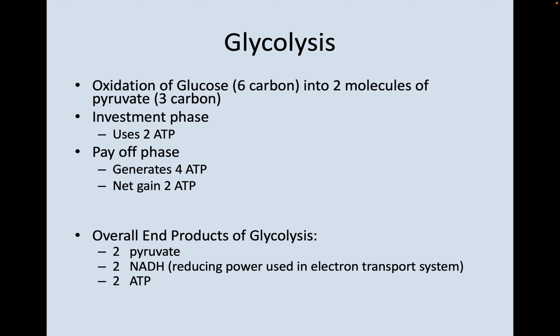Now, for some microbes, this is the only way they have for harvesting energy. It's not very efficient, but it does allow them to extract a net gain of ATP from glucose. The overall end products of glycolysis are 2 pyruvates, so 2 of those 3-carbon sugars, 2 NADH, which are electron transporters, right? So they have reducing power, and a net of 2 ATPs.